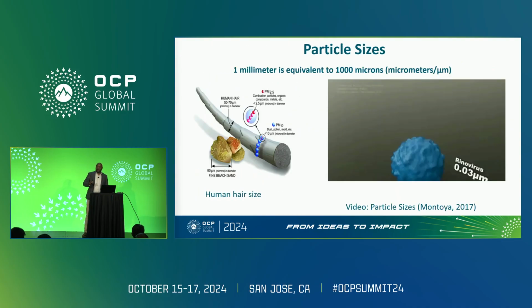Typically when we talk about filtration, we're talking units in microns. One millimeter is equivalent to 1,000 microns. Typically the smallest thing that you can see with the naked eye is about 40 microns. This is about the width of the smallest human hair you can have. Within process fluids, you have quite a wide range of different particulates that you're looking to take out.